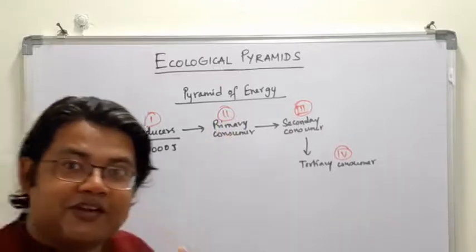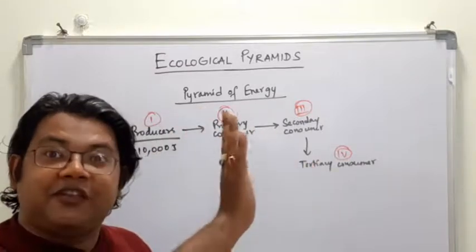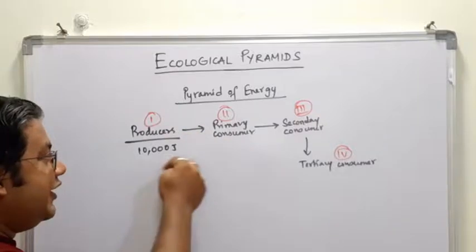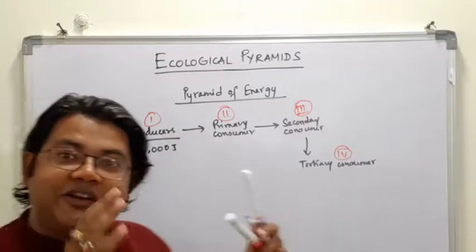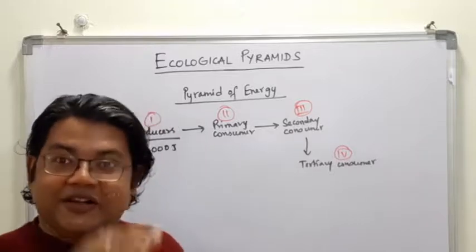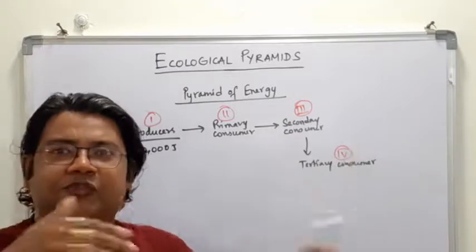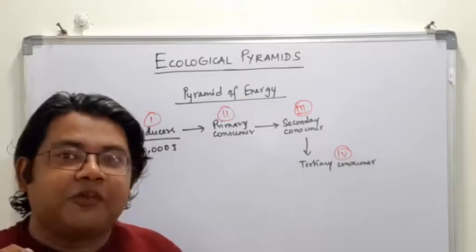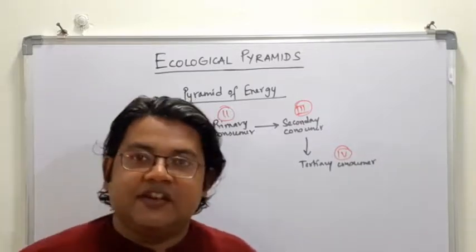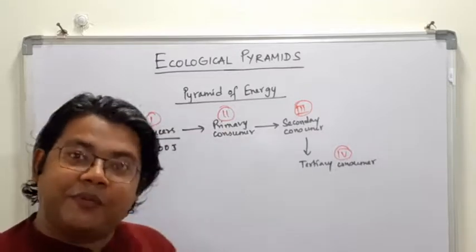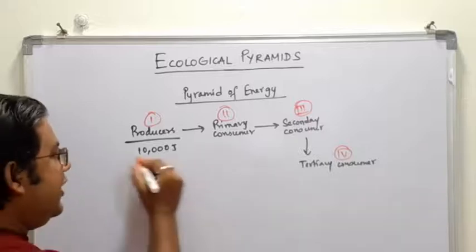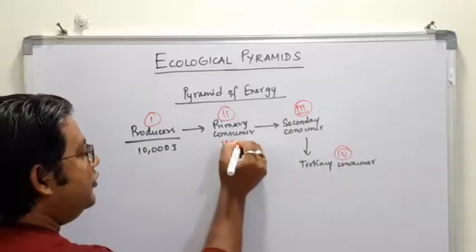Just recollect what you have studied. If the producer has 10,000 joules and the primary consumer is getting that energy, what is the amount of energy actually present in that primary consumer trophic level, after some of the energy has been lost in the form of heat and some lost doing metabolic activities? It will be 10% of this. So what will be that amount? We will have 1000 joules.